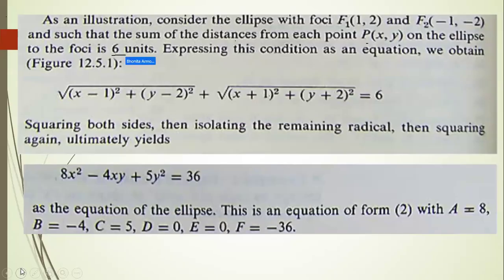So this part of the equation is calculating the distance from foci 1 to the point P. And then this part is calculating the distance from foci 2 to point P. And when we add these two distances, it's equal to 6.